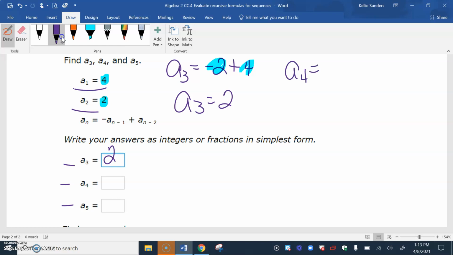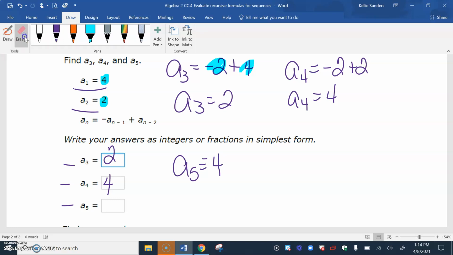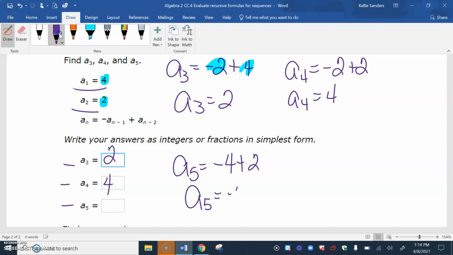A sub 4 is going to be minus 2 plus 2. And we get 4. A sub 5 is going to be minus 4 plus 2. There you go.